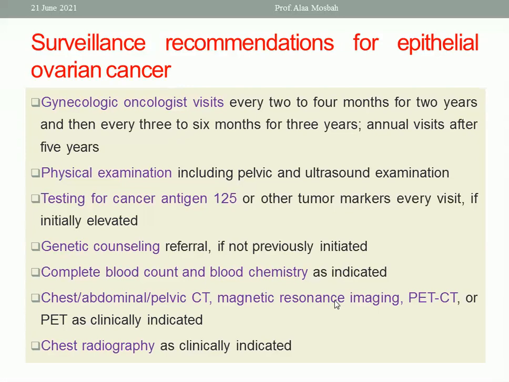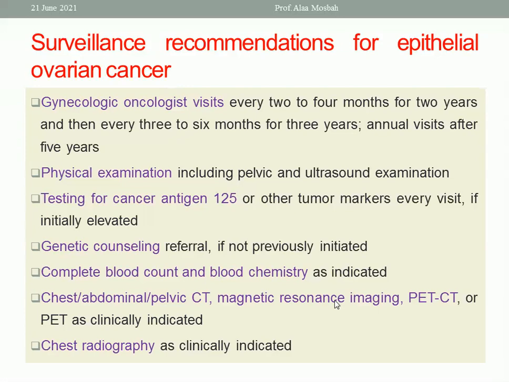At each time, you should do physical examination, abdominal and pelvic, and of course general examination. And after pelvic examination, you should do ultrasound examination. It's very important. Then test for CA125 and other tumor markers every visit if initially elevated. So it should be initially elevated to do follow-up by this tumor marker.